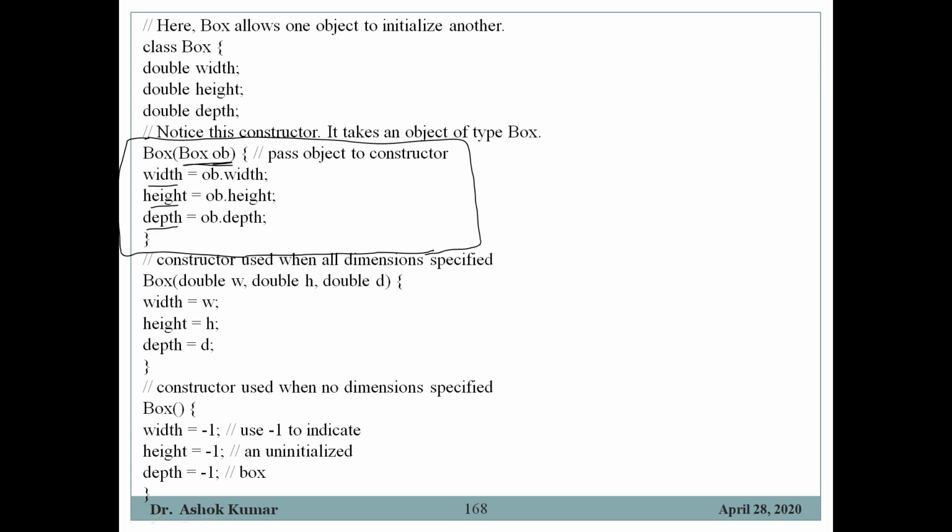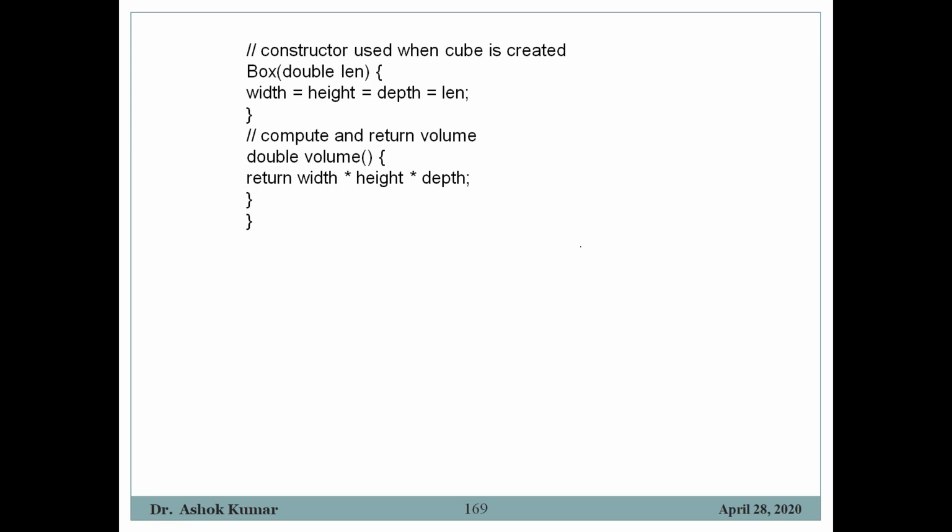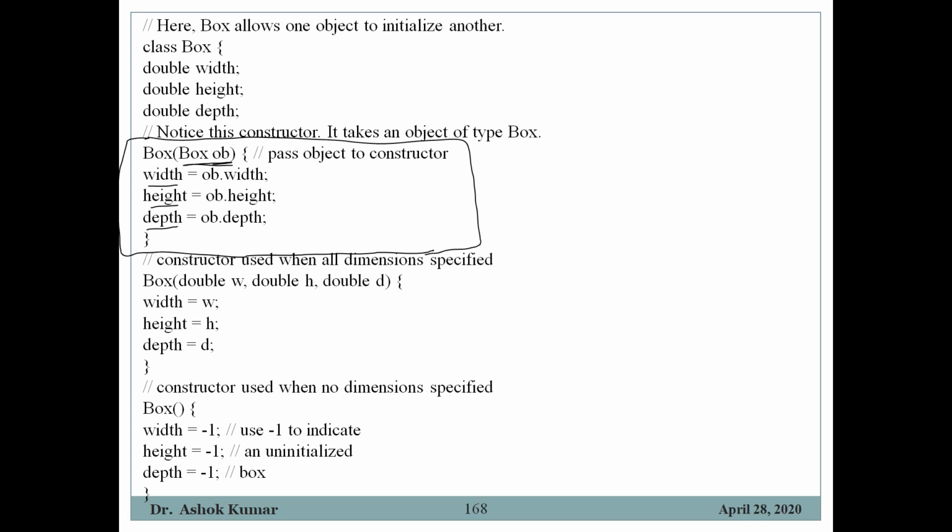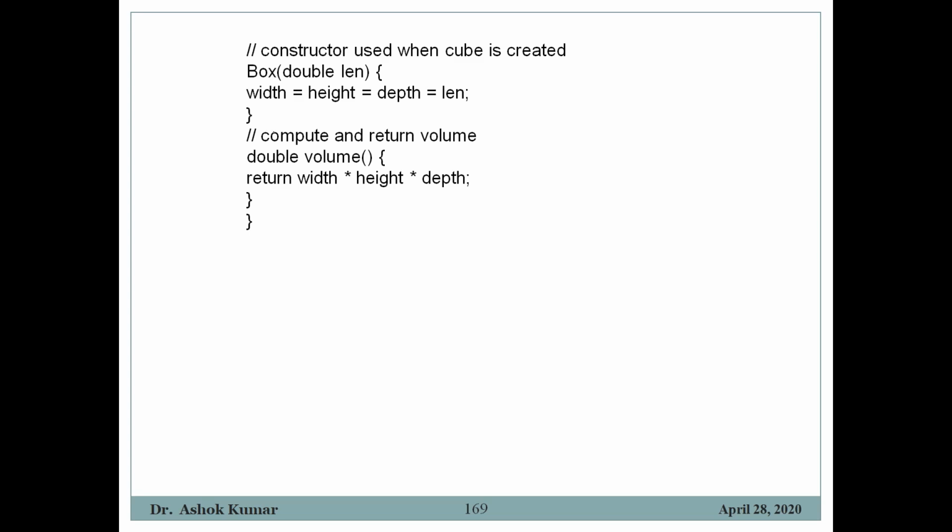So let me show you the next slide. So this is the third method. Three methods are there. These are all our constructors, and one method is there in the box class, and that method is basically the volume method. So this is another constructor. So four constructors are there.